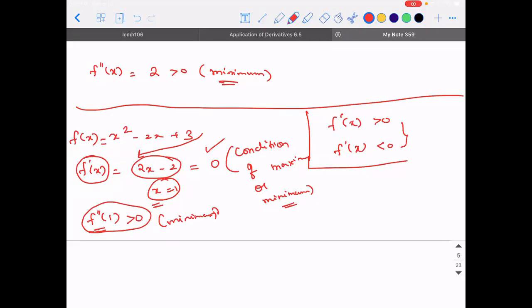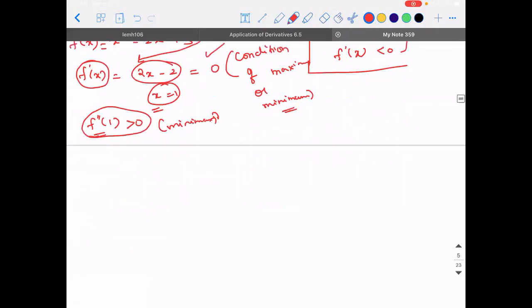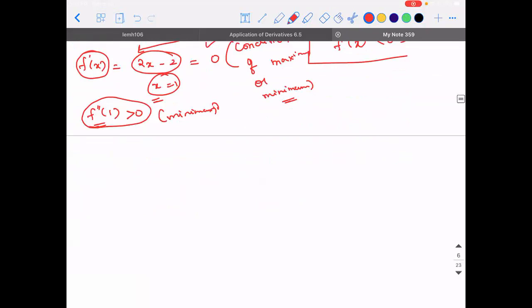So f dash of x is equal to 0, sir, in second derivative test, that means the test is failed. What does that mean actually, sir? The test fails.